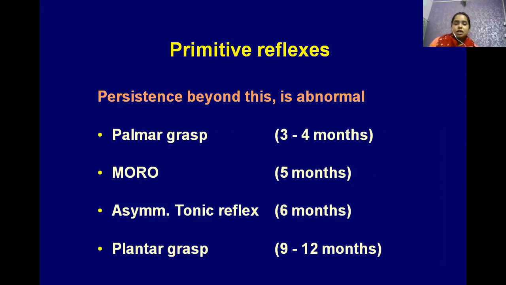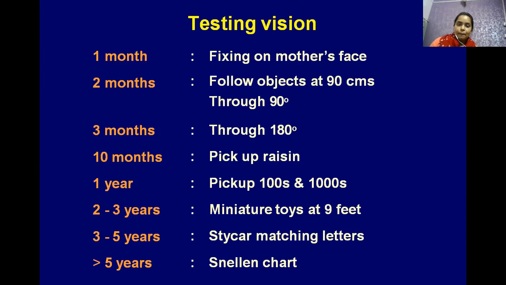Primitive reflexes: persistence beyond this is abnormal. Palmar grasp is 3 to 4 months. If it is present beyond this period, it is abnormal. So palmar grasp response is 3 to 4 months. Moro is up to 5 months. Asymmetrical tonic neck reflex is up to 6 months, and plantar grasp reflex is 9 to 12 months.